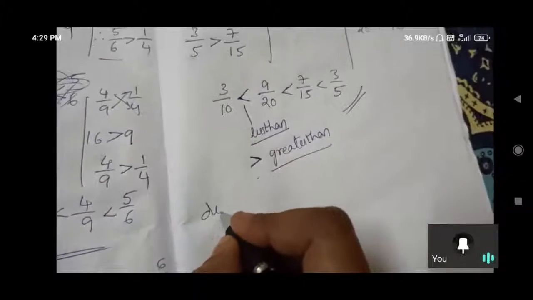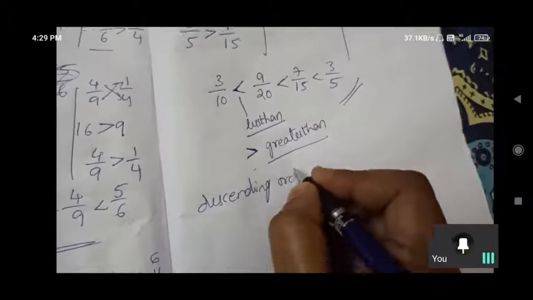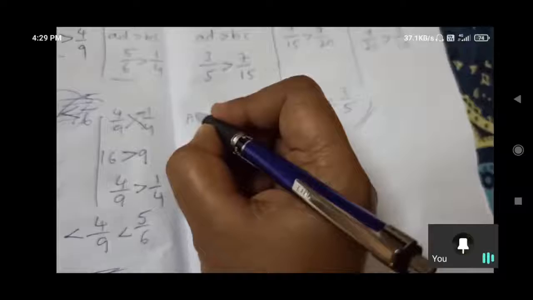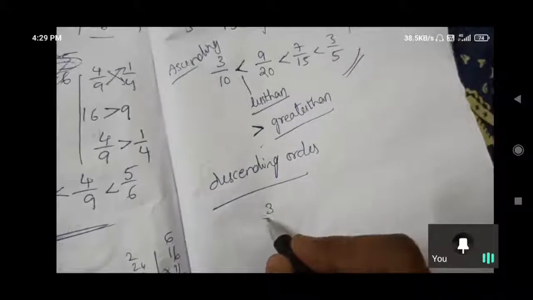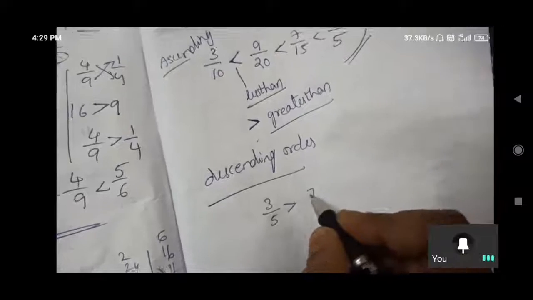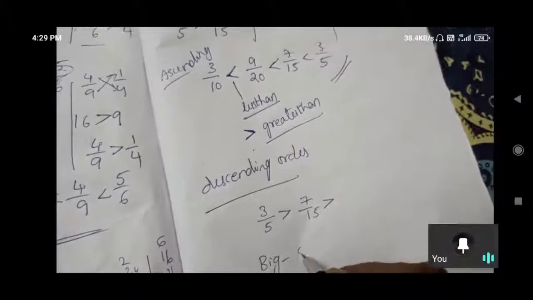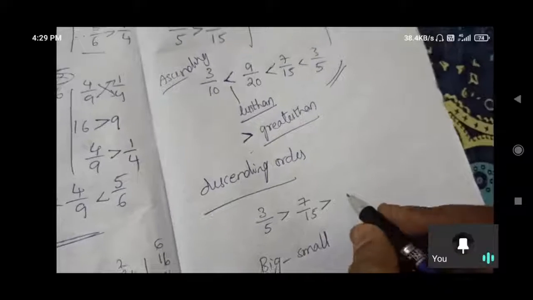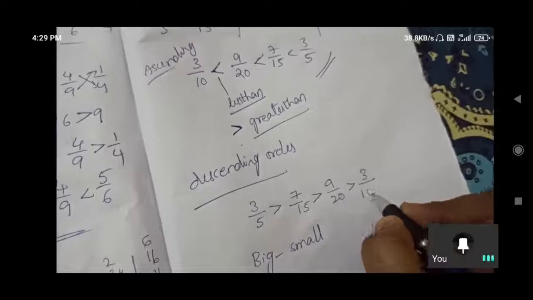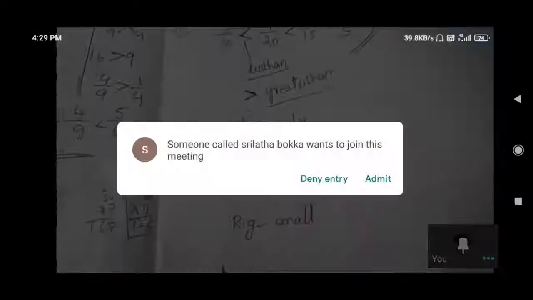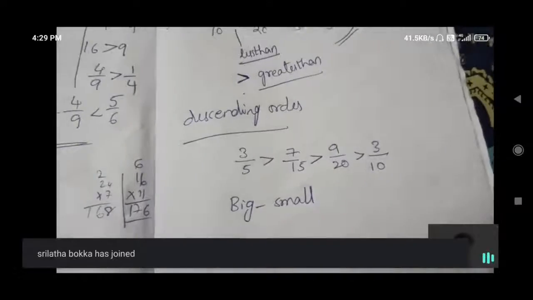Descending order I am writing. See. Descending order for the above. This is ascending order. And descending order you can say 3 by 5 greater than 7 by 15 greater than, big to small. Yes. Descending means big to small. And 9 by 20 greater than 3 by 10. Like this we can write. This is the descending order for the same.